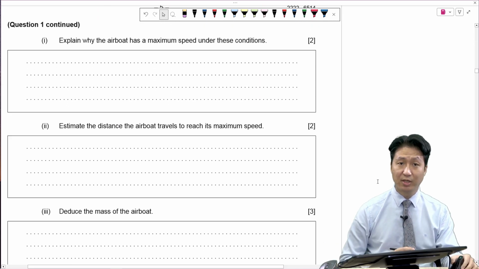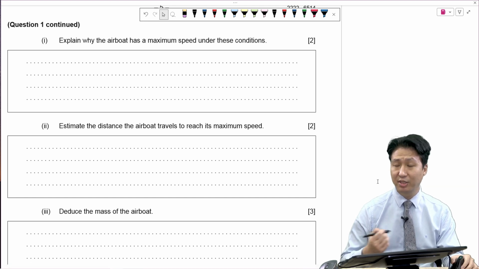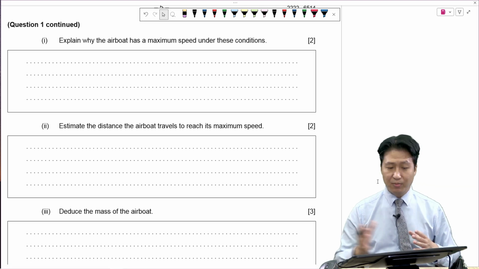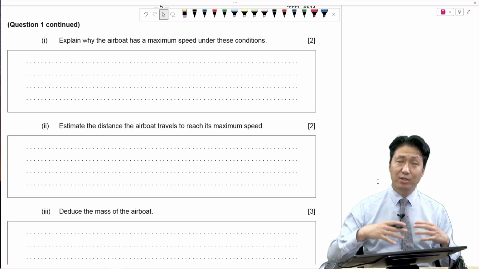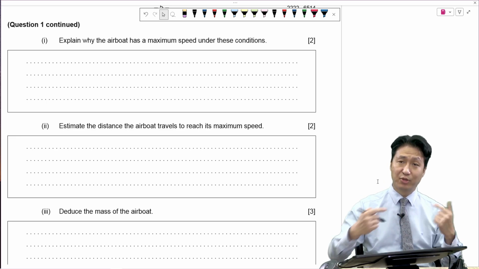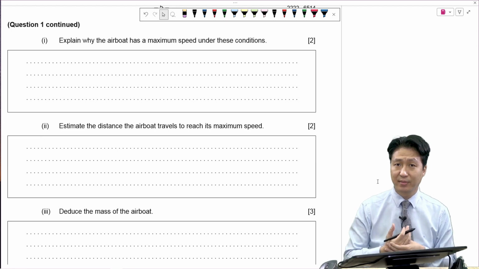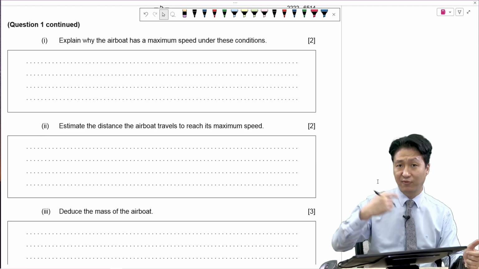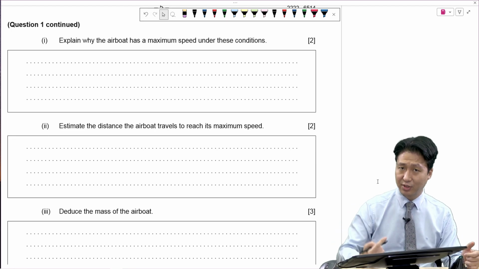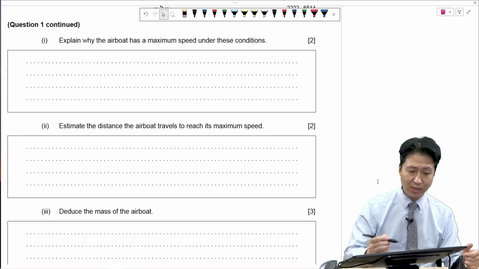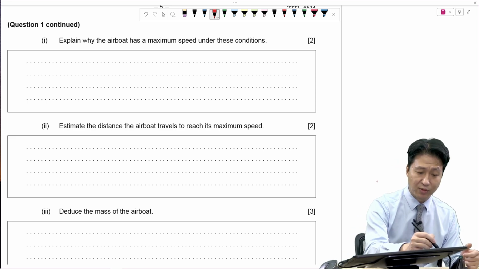Part 1 asks us to explain why the airboat has a maximum speed under these conditions. One of the parts of this question says that the speed of the air being pushed back is always the same, so the force will also always be the same. But what actually happens is, as it goes faster and faster, air resistance increases. So we call these resistive forces.